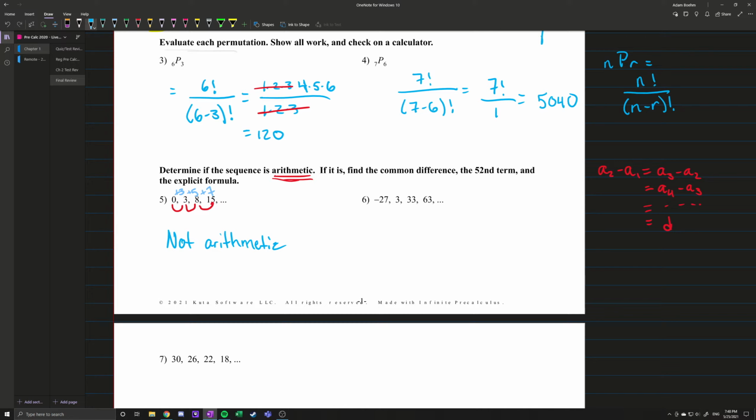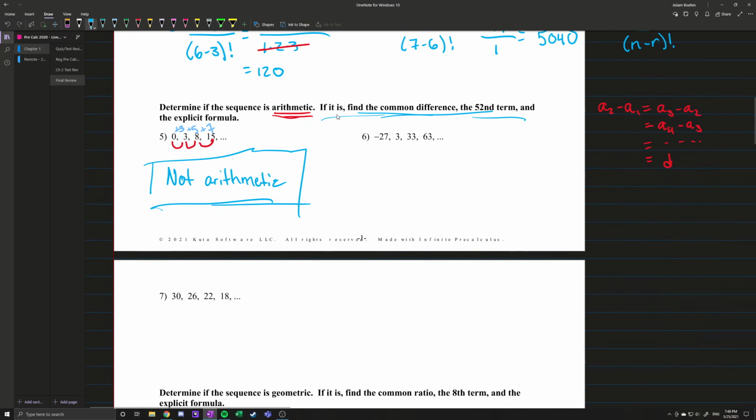Because it's not arithmetic, based on the directions, which in hindsight I probably should have changed, but that's okay, based on the directions, this is our answer. So that should be an easier one.